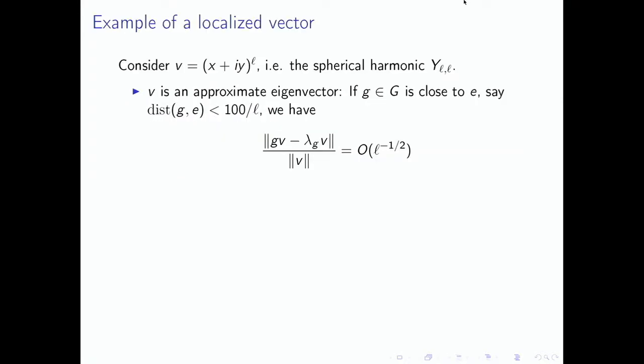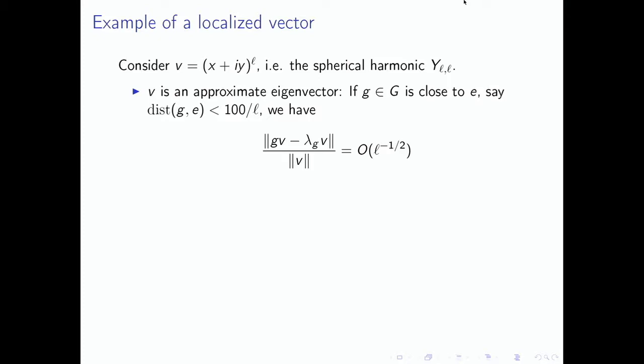Okay, so this is the same vector I wrote down earlier, (x plus i y) to the L. At least up to a constant. I didn't normalize it correctly, but this is one of the spherical harmonics. So I'm thinking of this as a function on the two-sphere, okay, not on the complex plane. It's a function on the two-sphere. And this is actually an approximate eigenvector of rotations in the following sense.